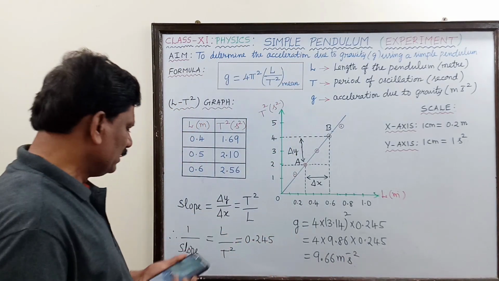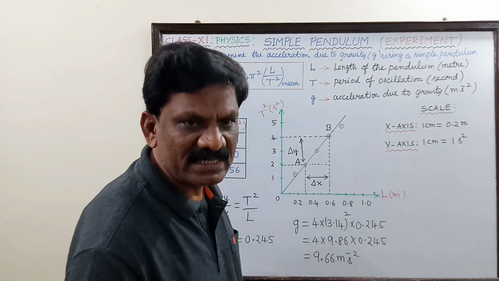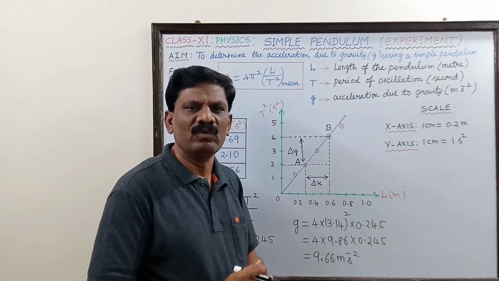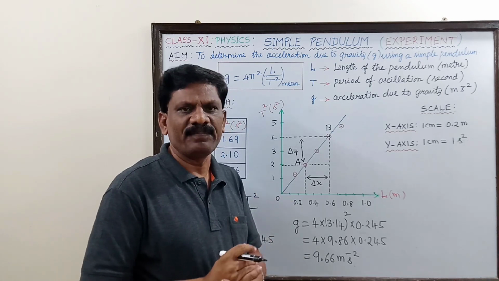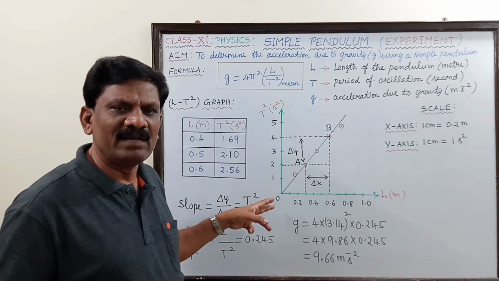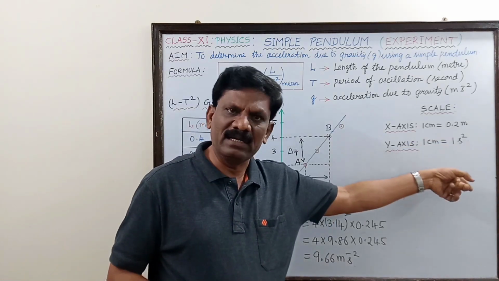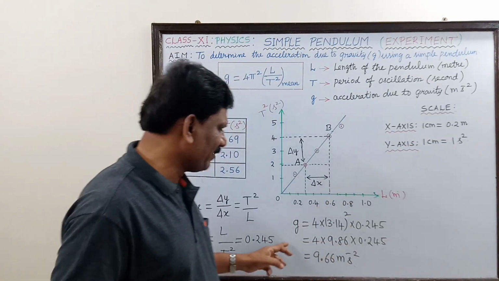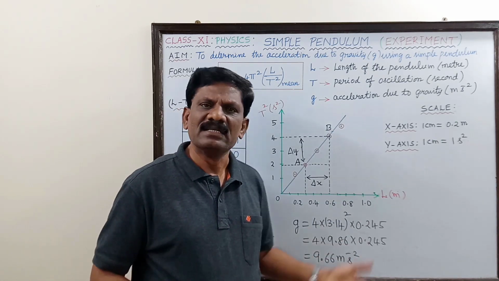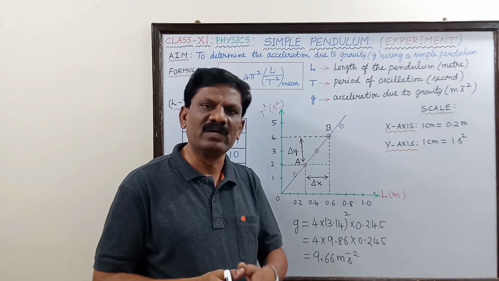So by experimental method you must have got a different value, and by graphical method you must have got a different value, maybe very close to each other. So in the result what we are going to write, by the experimental method we have got 9.31 meter per second square. By the graphical method you have to write that g equal to 9.66 meters per second square. Both sometimes may be equal also.